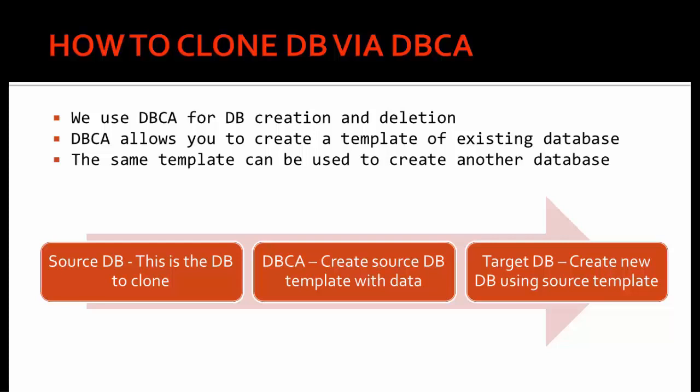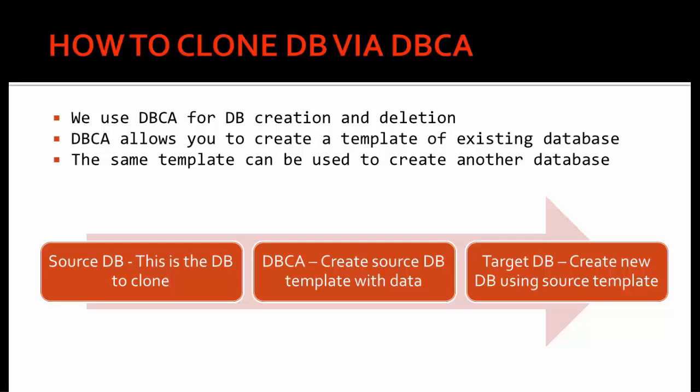How does it work? On the source database, this is the DB which you want to clone, you need to start DBCA and create a source database template with data. Now there are two options you have in DBCA. Whether you want to create a blank template, which will have only the structure of the database and won't have the data inside the database, or you can create a template with data. It will have the entire structure of the database along with all the tables and every data inside the database.